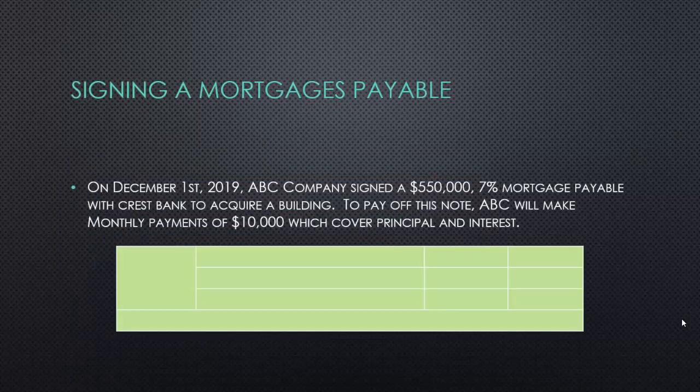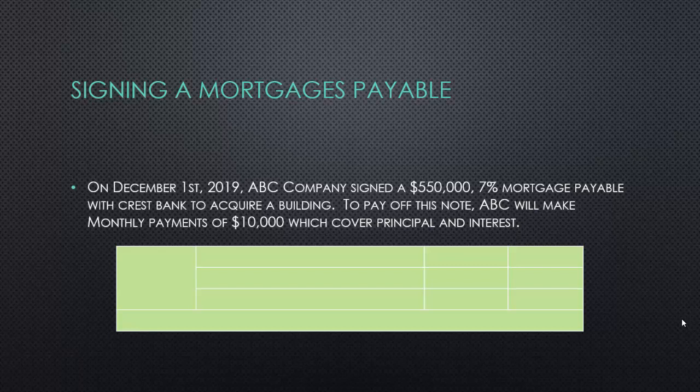Another type of long-term debt is going to be our mortgage. Mortgages are loans that you take out in order to acquire one specific asset. So on December 1st, 2019, ABC Company is going to sign a $550,000 7% mortgage payable with Crest Bank, and we're going to do so to acquire a building. To pay off this note, we are going to make monthly payments of $10,000, which cover principal and interest.